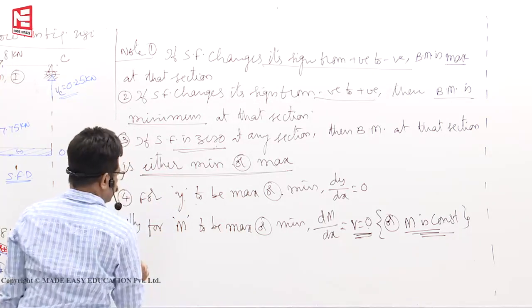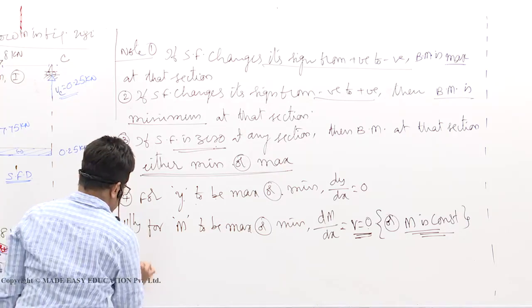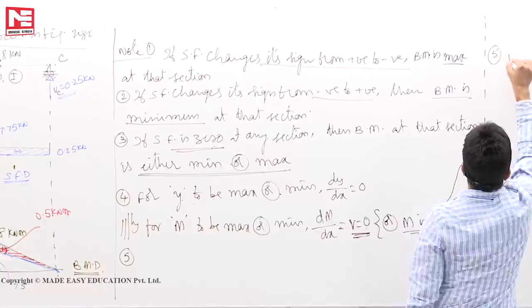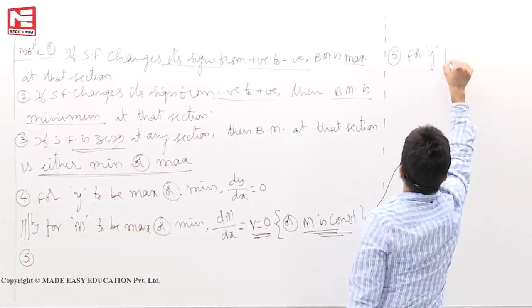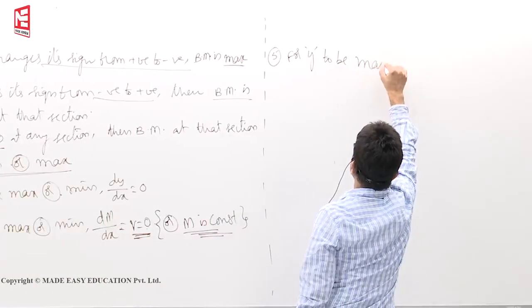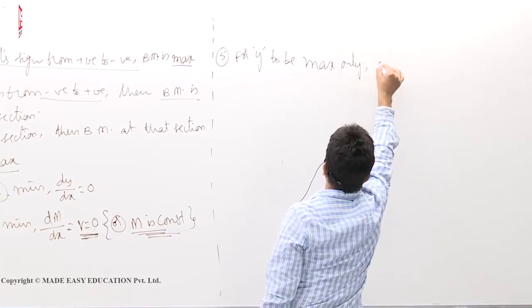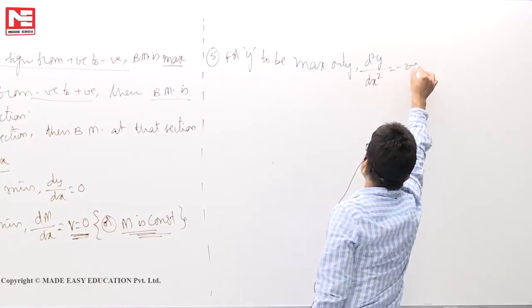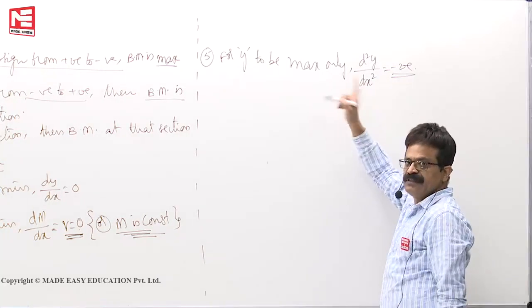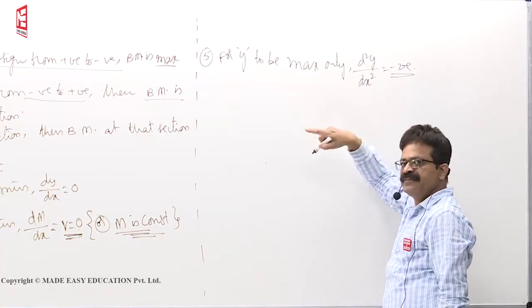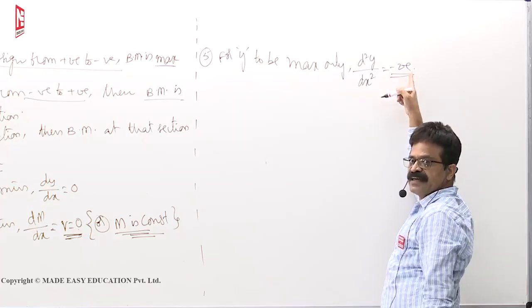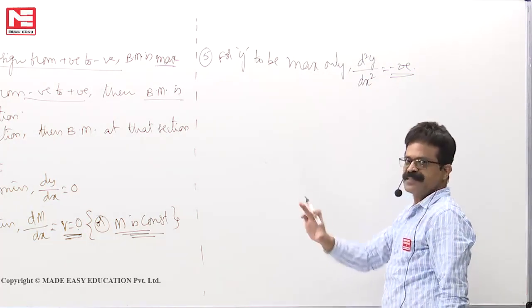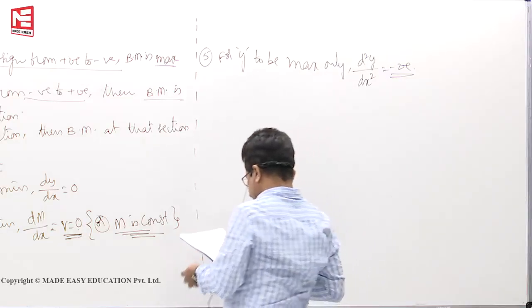Next, if you want y to be maximum only, that fifth point I will write here. For y to be maximum only, what have you learned? The second derivative d square y by dx square must be negative. So you first find dy by dx, then differentiate it again. If that value is negative, then at that point you will get only the y value maximum. Okay.